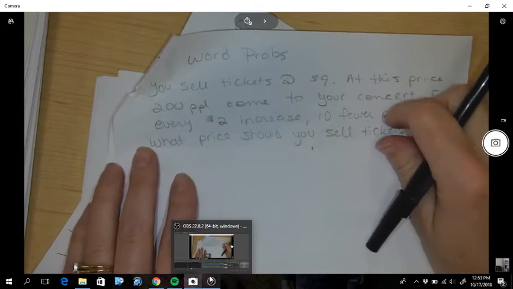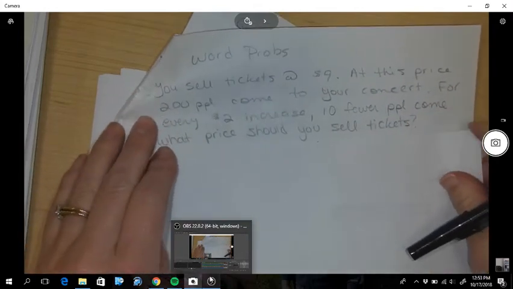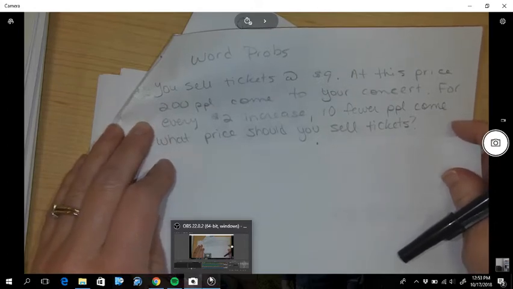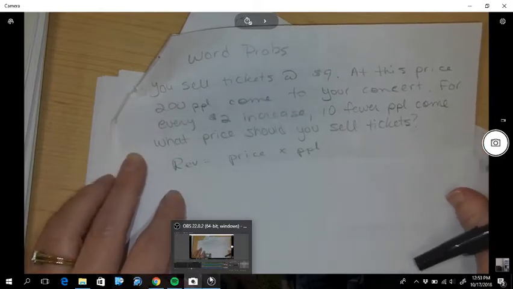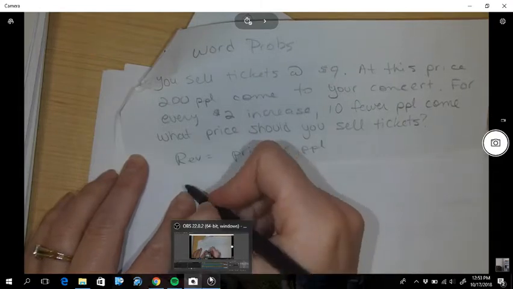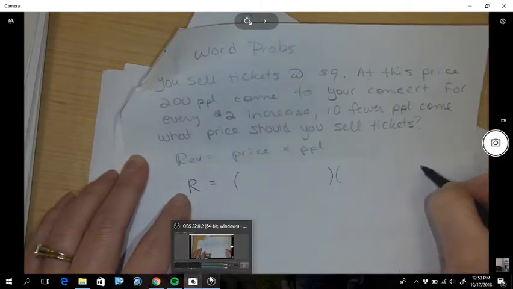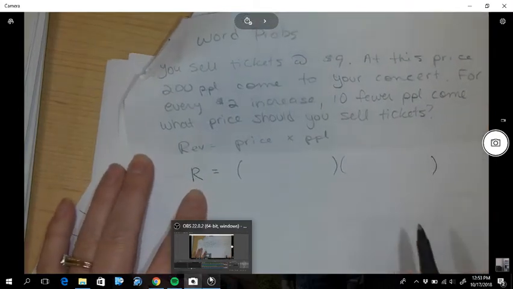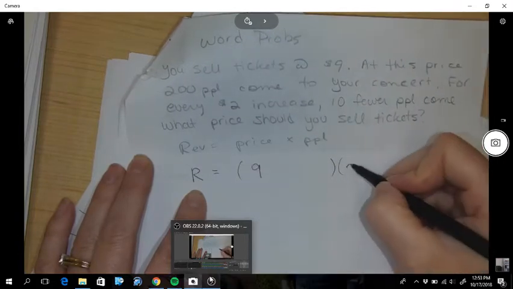Okay, so you're going to create a word equation. My revenue is going to be my ticket price times the people that come, right? Revenue is price times people. So R equals price bracket times people. What is my price? I start at $9 and 200 people come.